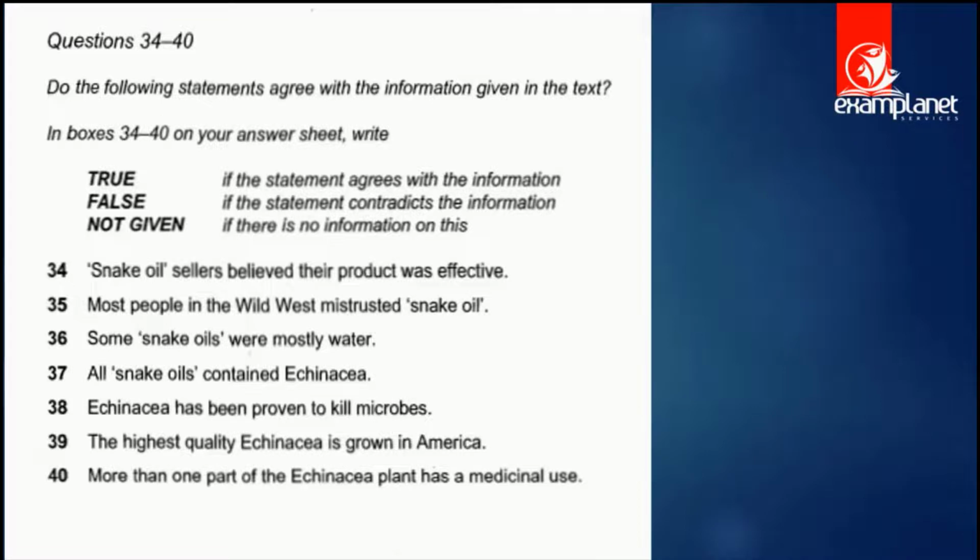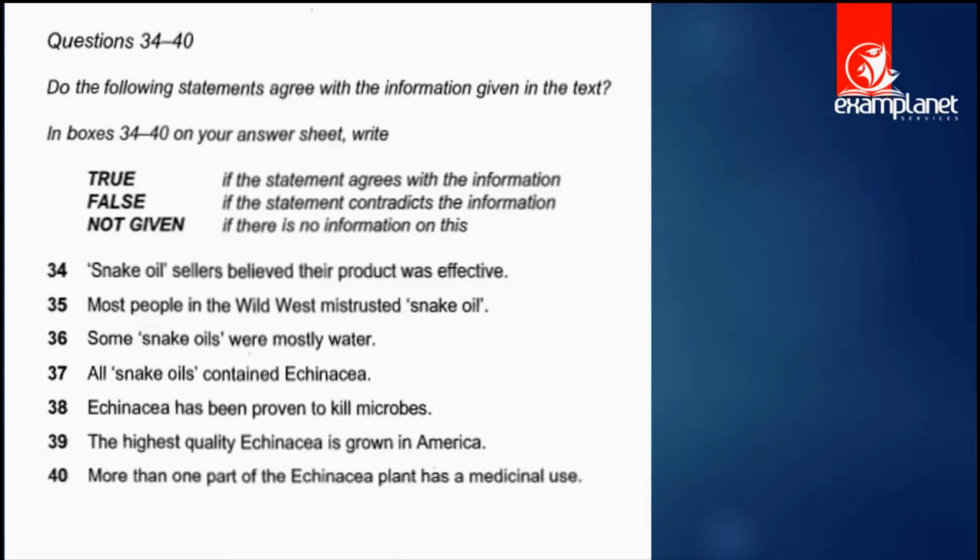For 39, it says the highest quality echinacea is grown in America. Though probably it might have started there, nothing was said about comparing one quality to another in different continents or countries. So as much as they might have begun it, you are never told that the best quality is the one being used in America. So the information to that is not given. So we'll choose not given for 39.